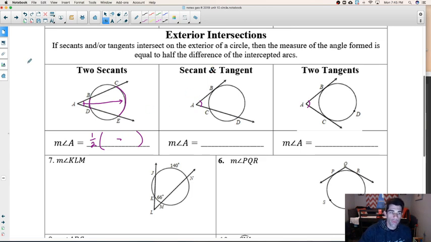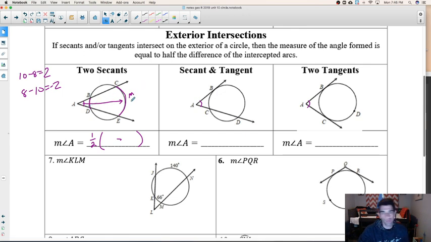Now when you subtract, let's take two numbers, 10 and 8, right? If I did 10 minus 8, that's 2. But if I did 8 minus 10, it's -2. So you have to be careful when you're subtracting the two arcs. It's always better to subtract the smaller arc from the larger arc. Otherwise, you're going to end up with a negative angle.